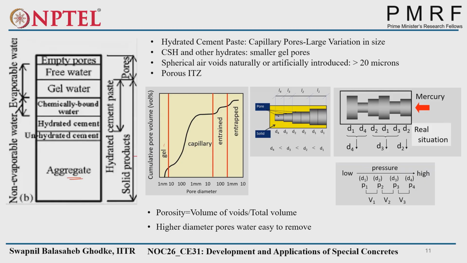Actually, I have not observed any particular result, but as per my understanding, we are getting the volume of a particular diameter of pores. So suppose D1 diameter pores are there, how much amount is there? That volume we will get.